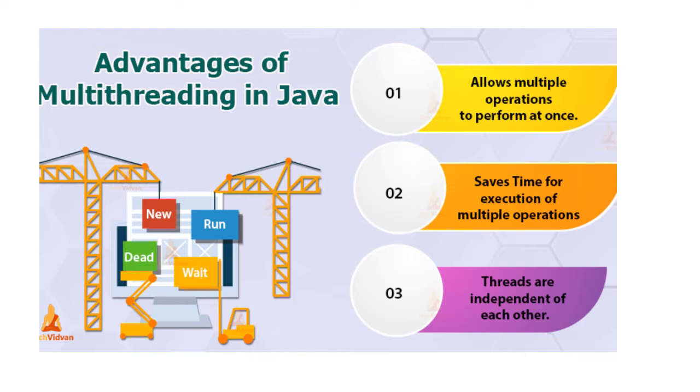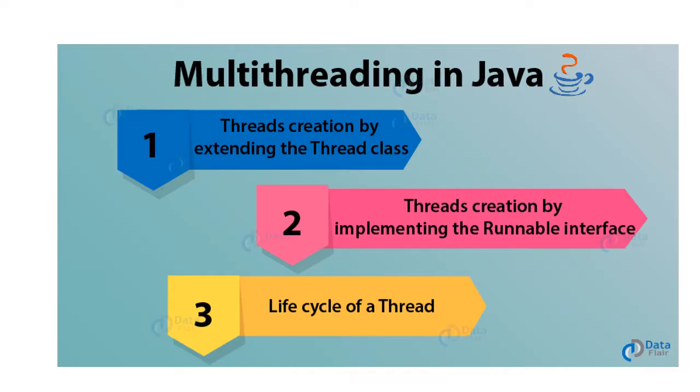Multithreading enables you to write very efficient programs that make maximum use of the CPU because idle time can be kept to a minimum. So, a multi-threaded program allows multiple operations to perform at once and hence it saves the time of execution and it can be run independently.